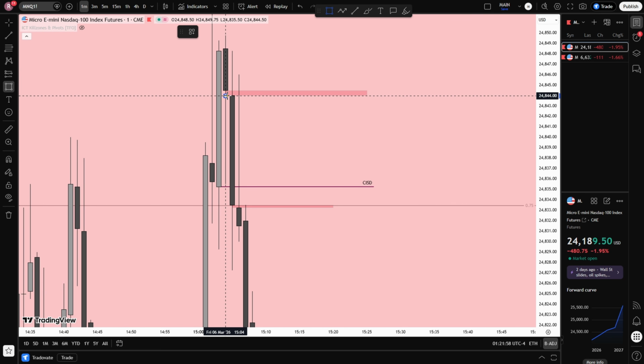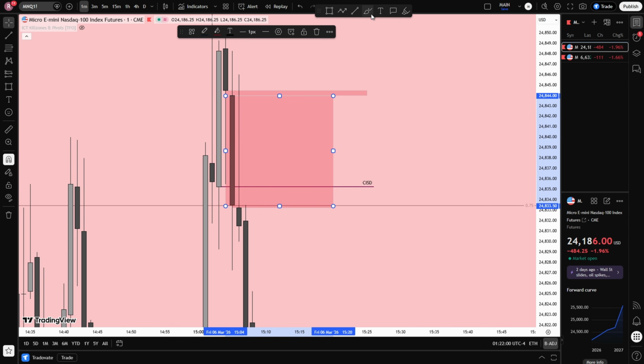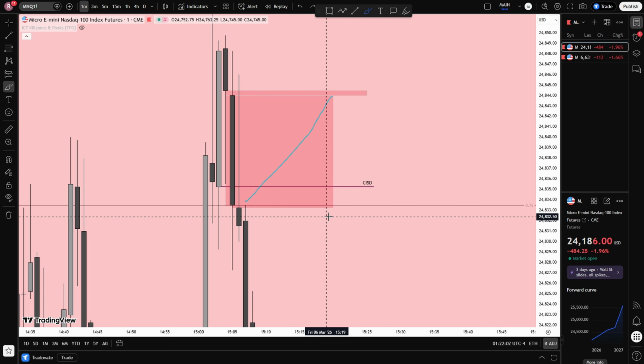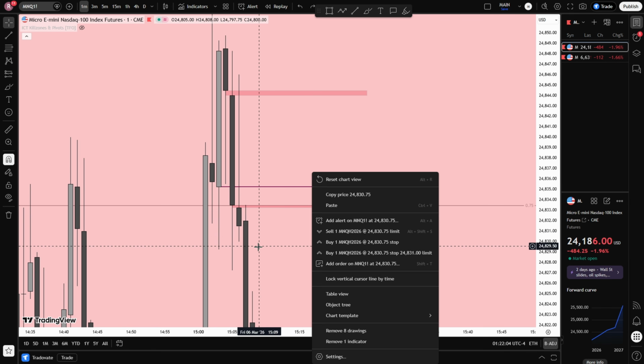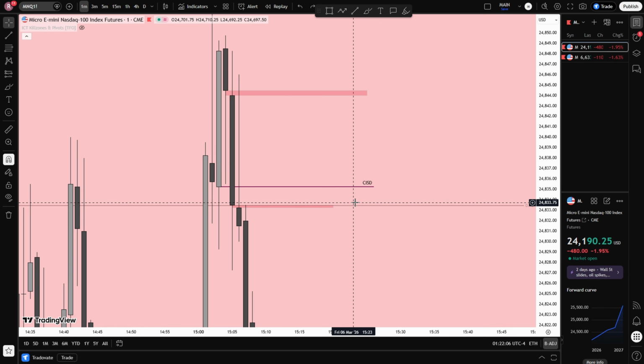Do we have a fair value gap between them? No, we actually do not have a fair value gap here. So some of you might start thinking that this might not qualify as a suspension block because there is no fair value gap between the imbalances. But that assumption would actually be wrong.